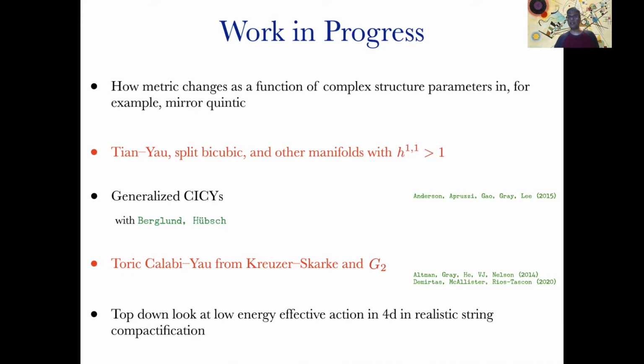We'd like to augment this database by including metrics on these spaces. Recently, McAllister and collaborators have come up with ways to triangulate Calabi-Yaus with h11 bigger than 7, and we can start looking at metrics there as well in principle. We'd like to study things like G2. Ultimately, we're after a realistic top-down perspective on the low energy effective action in string compactification. So that's a long-term goal of this program.